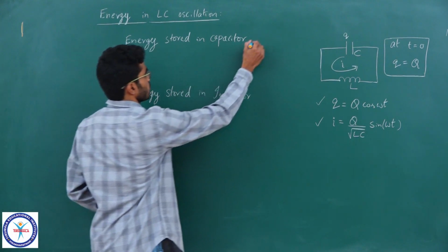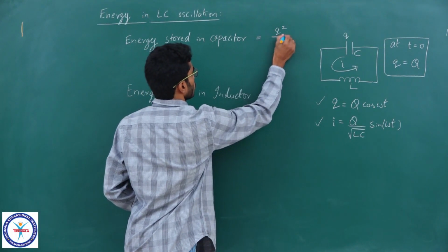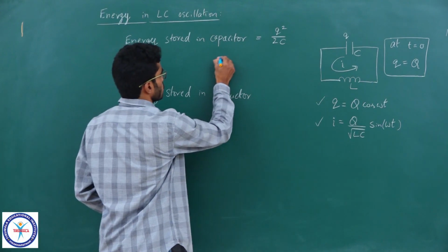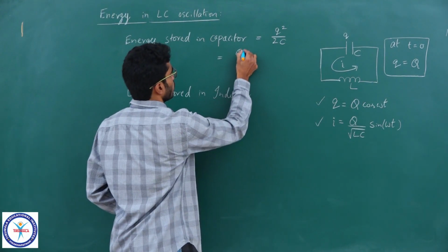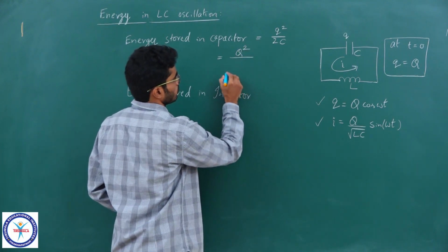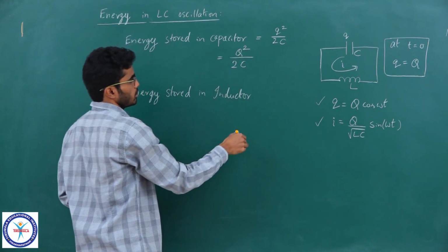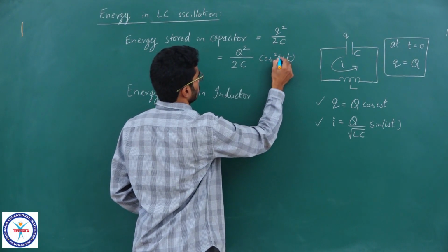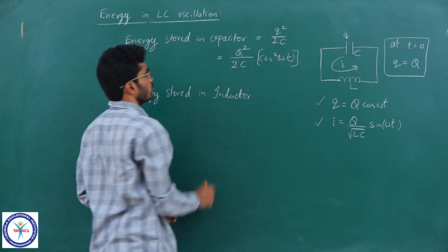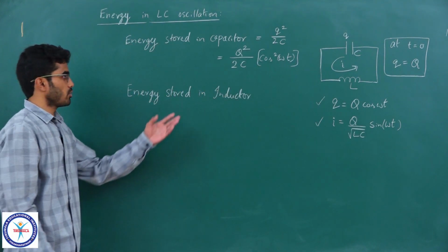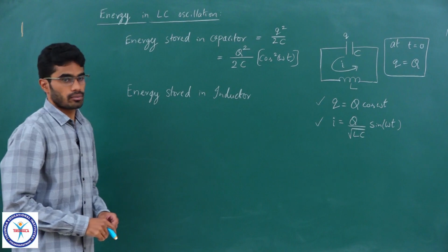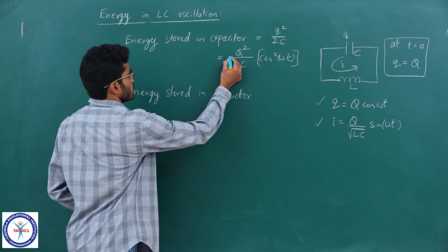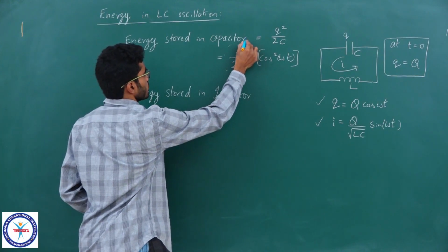So energy in capacitor is given by q square by 2c, where c is the capacitance. So substituting this, you will get q square by 2c cos square omega t. So this is how you write the expression for the energy stored in the capacitor. This is the maximum value for the energy.